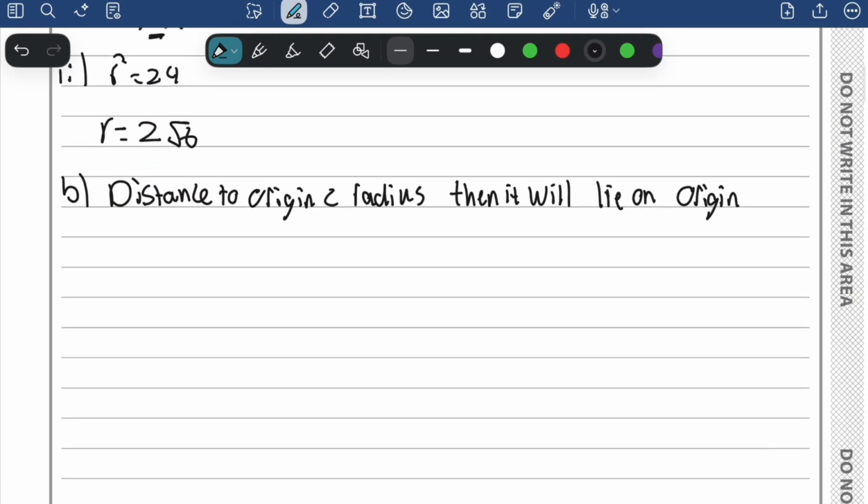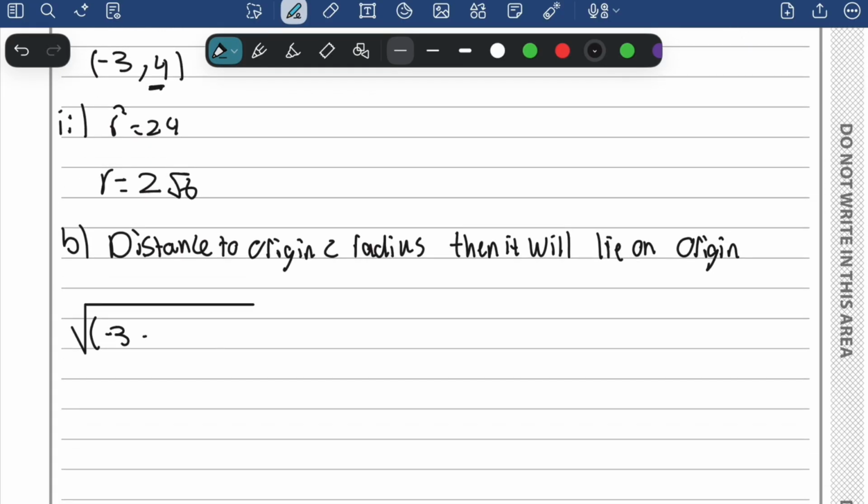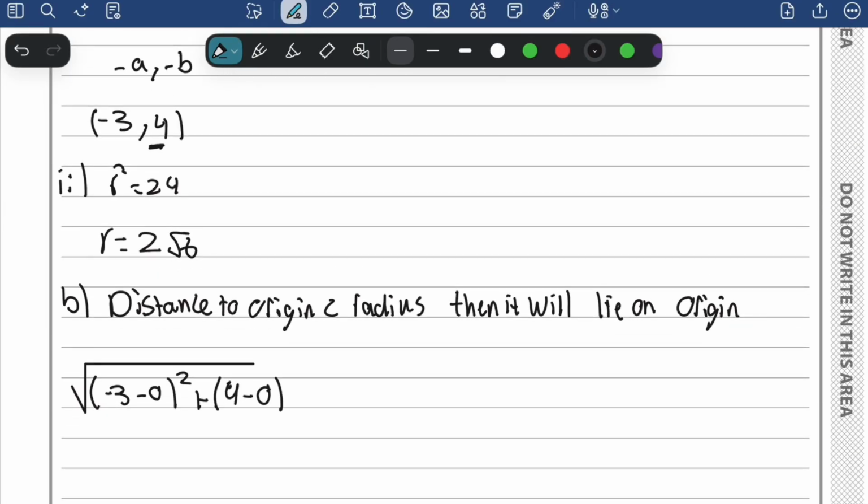So how are we going to do that? Well, we're going to use the distance formula, right, which is just the square root of (x2 - x1) squared, so (-3 - 0) squared, plus (y2 - y1) squared, which is just (4 - 0) squared. And then you put that in your calculator.